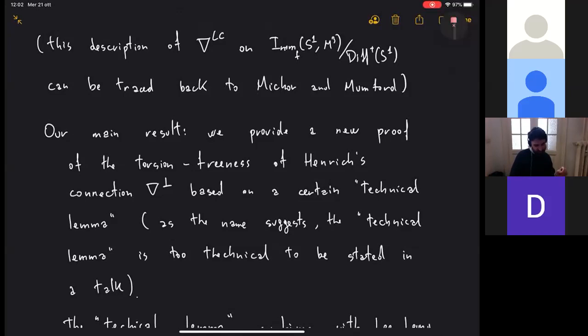We pick two tangent vectors at a point in the shape space. And these two vectors, call them U and V, can be extended to vector fields along a surface into the shape space, and in such a way that these two vector fields are parallel with respect to this connection nabla perp. So you can extend pairs of tangent vectors to pairs of vector fields, not on the whole shape space, but on a surface in it, in such a way that they are parallel.